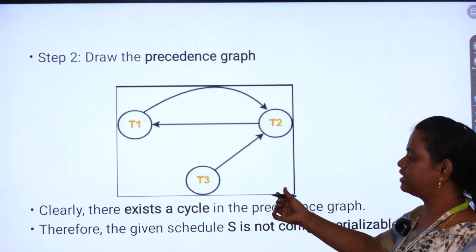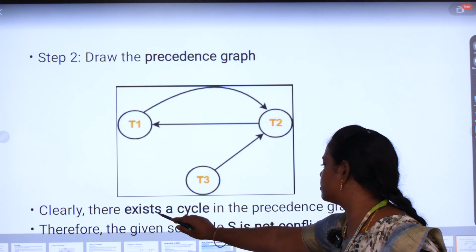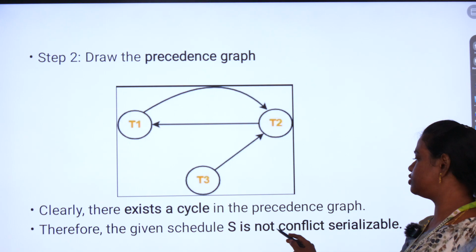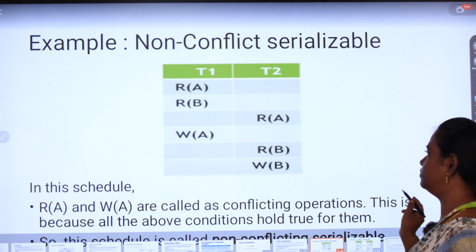So here is the precedence graph I explained already. Here there exists a cycle, so the schedule is not conflict serializable.